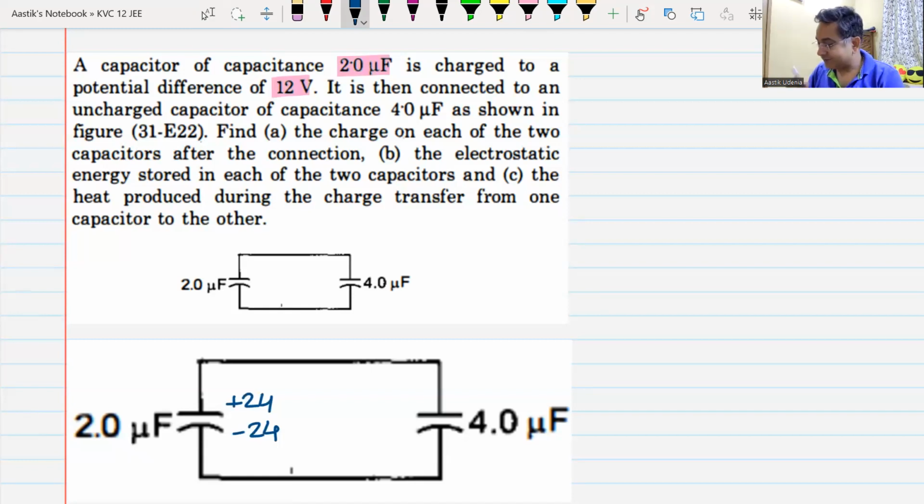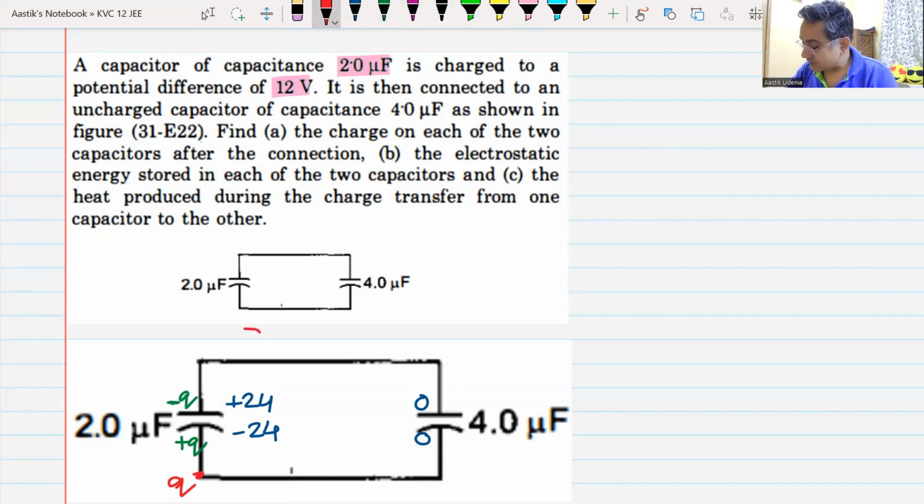Before connecting, this was having 0 and 0. I call this charge as Q. And as always, I will call this plate as the positive plate and this plate as the negative plate. This plate has a charge plus Q, and this plate has a charge minus Q.